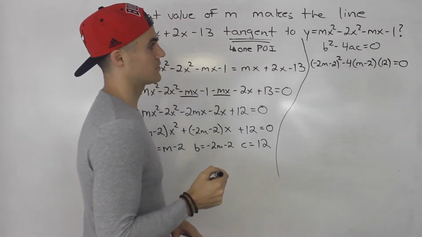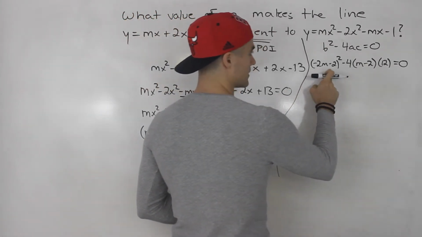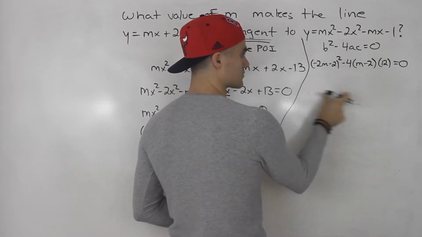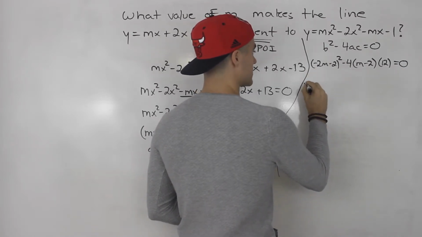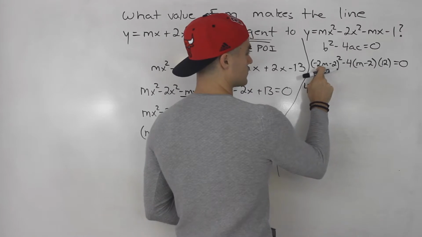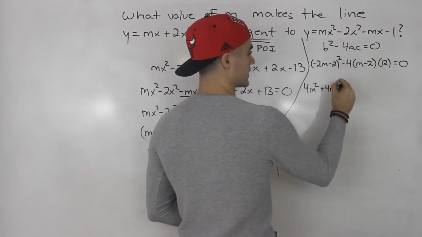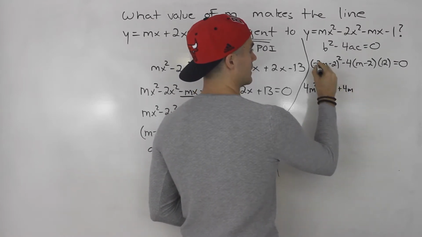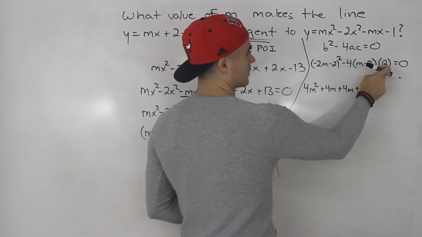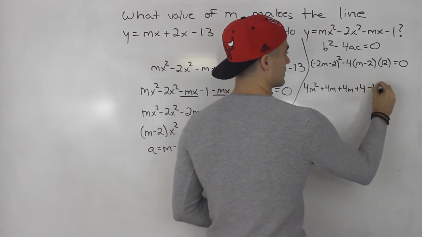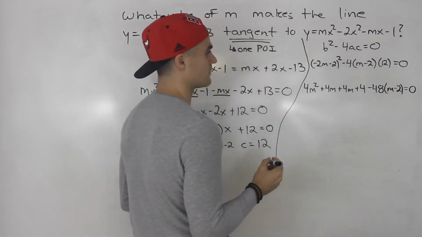Right? And then from here, we could just solve for m. So we would expand everything. So negative 2m minus 2 times negative 2m minus 2. We would take those two brackets, FOIL them out. So negative 2m times negative 2m, that gives us positive 4m squared. Negative 2m times negative 2, that gives us positive 4m. Negative 2m times negative 2 again, that would give us positive 4m. And then negative 2 times negative 2 gives us positive 4. And then over here, 12 times negative 4 is negative 48. And we would distribute that into the bracket. That's going to equal 0.